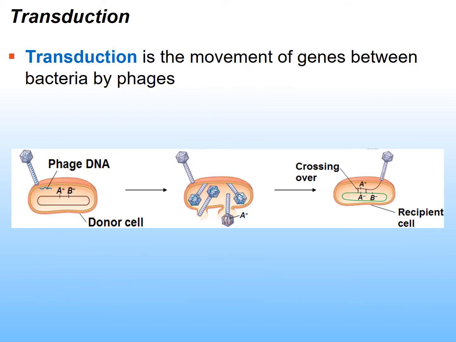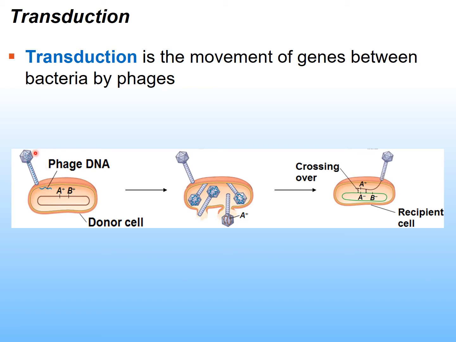Transduction really has to do with a virus. Actually, they're called phages. Phages are viruses, but in this case it's a bacteriophage we're dealing with because we're just talking about bacteria. So it's the movement of genes between bacteria by bacteriophages. You can see a phage here, and phages have specific structures. They dock onto the cell, and this is going to be a donor cell. Even though it's receiving DNA from the phage, it's still going to donate DNA to other bacteria.